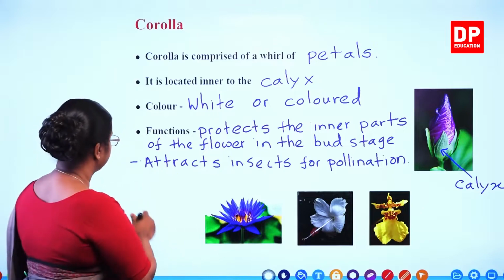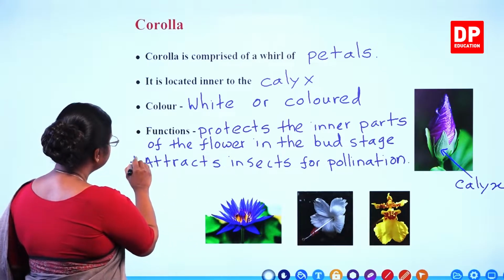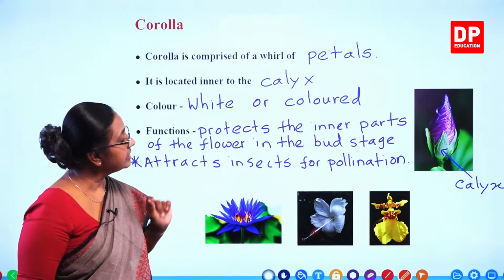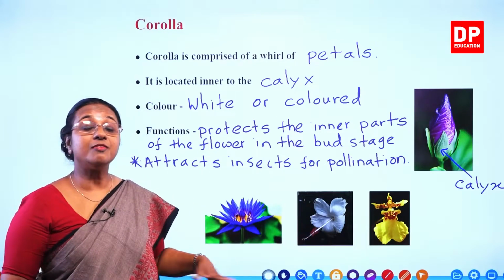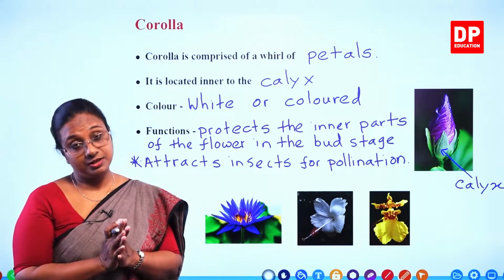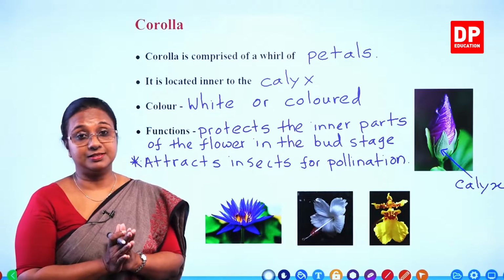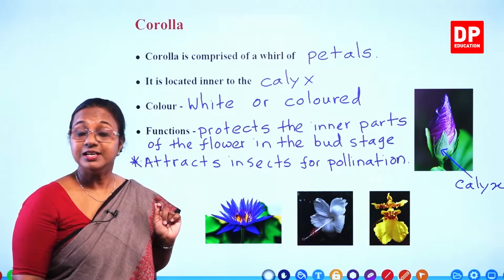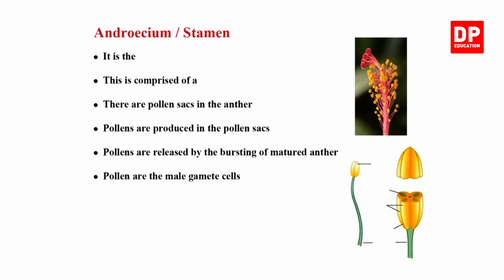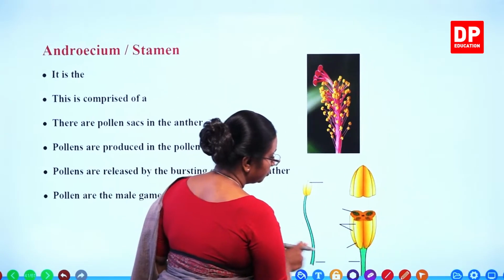So two functions. One is to protect the inner parts of the flower in the bud stage. The second one is to attract insects for pollination. So that is why you get different types of colorful and pretty corolla or petals. The corolla is a whorl of petals. Is that clear to you all students? So then we will move on to the next part of the flower, that is androecium or stamen. So first look at the picture here, the two diagrams.